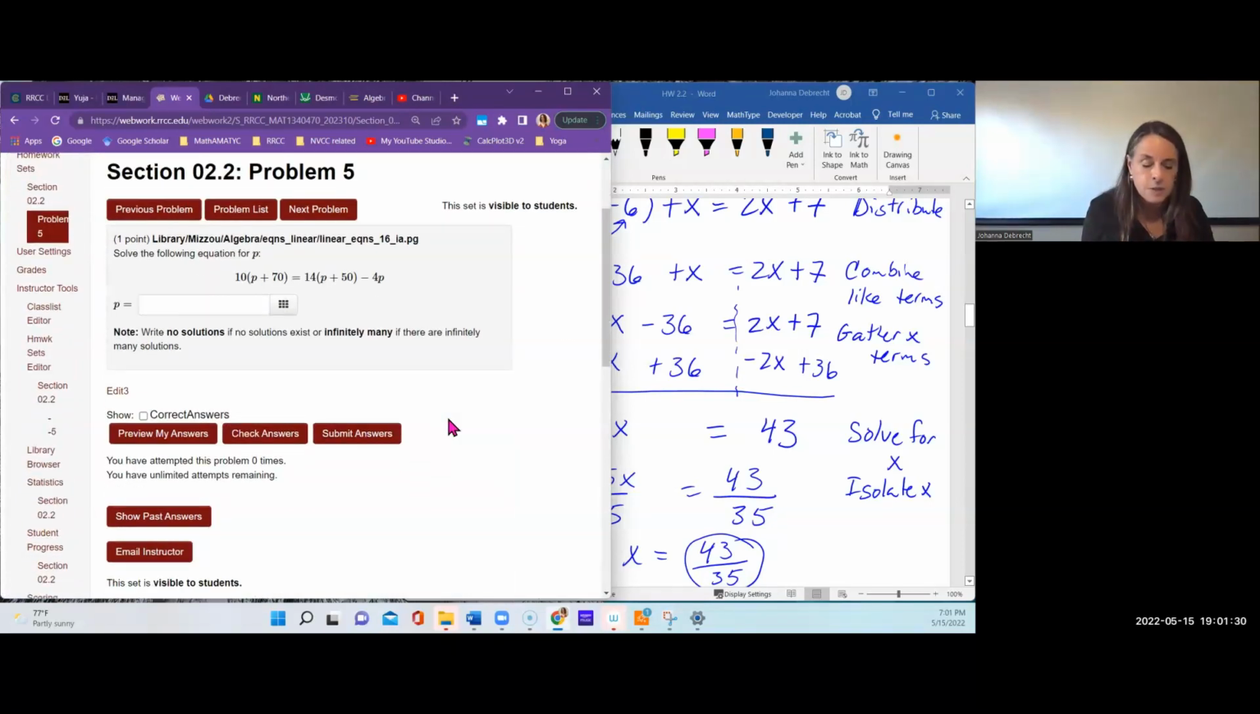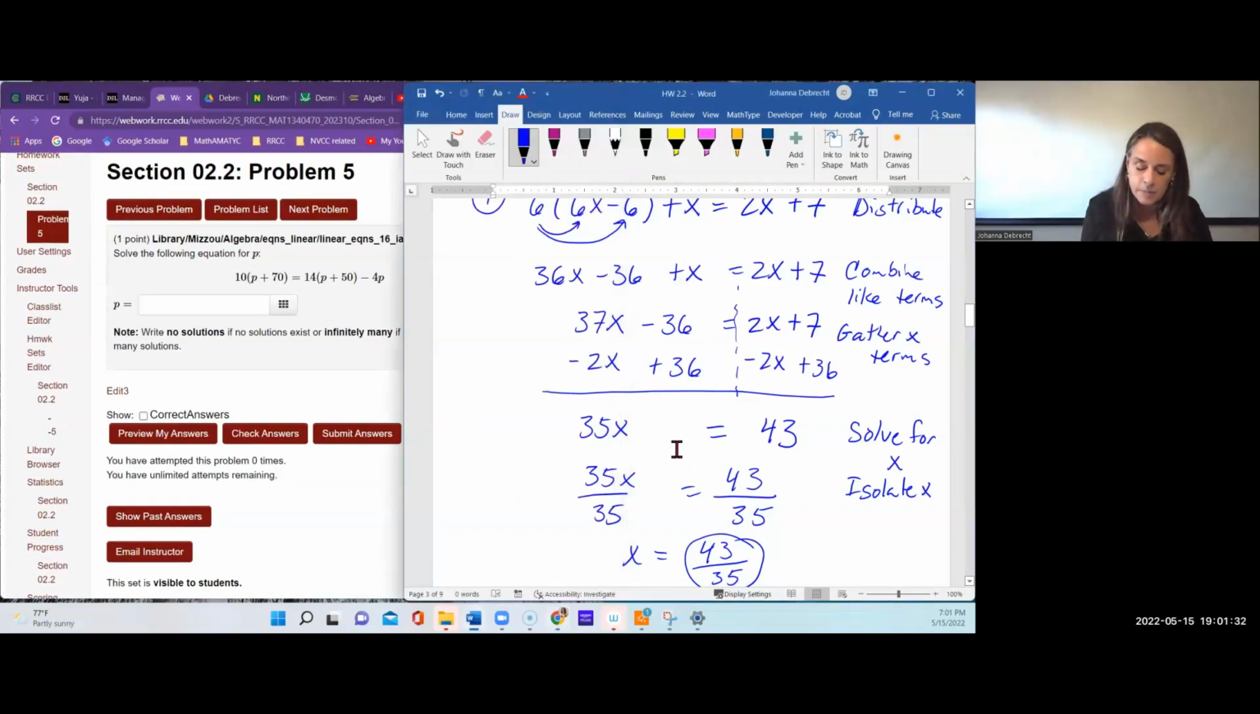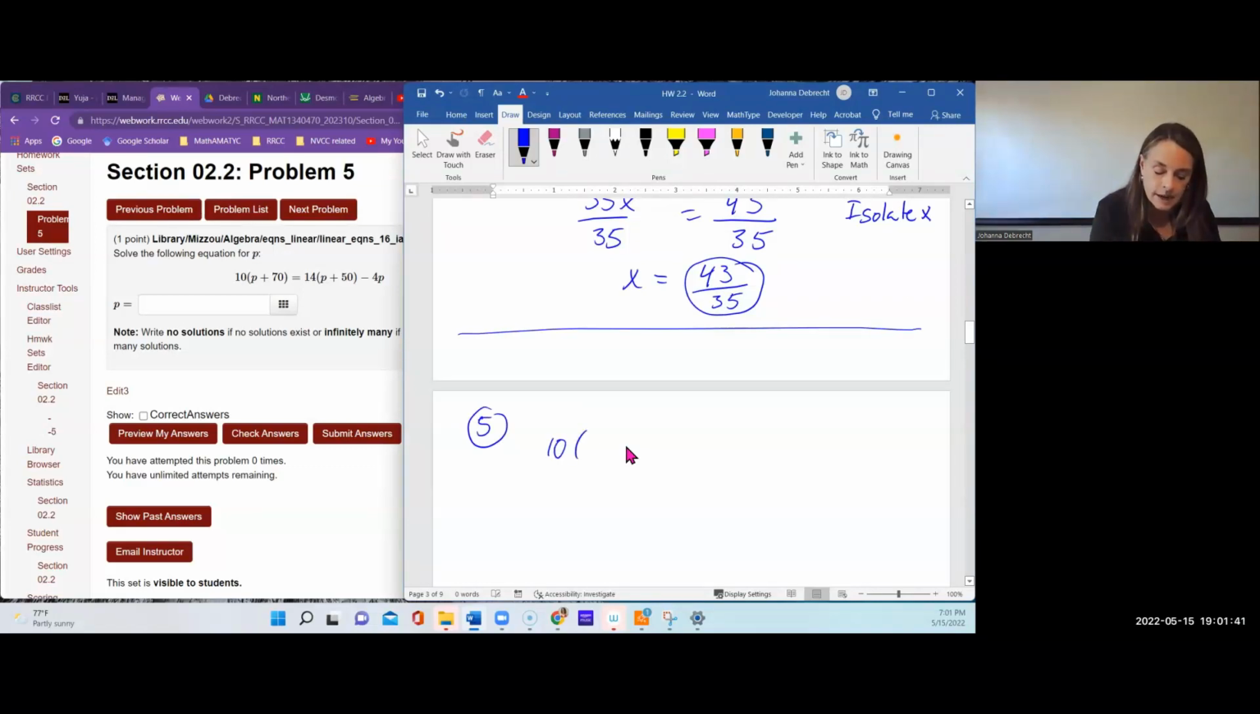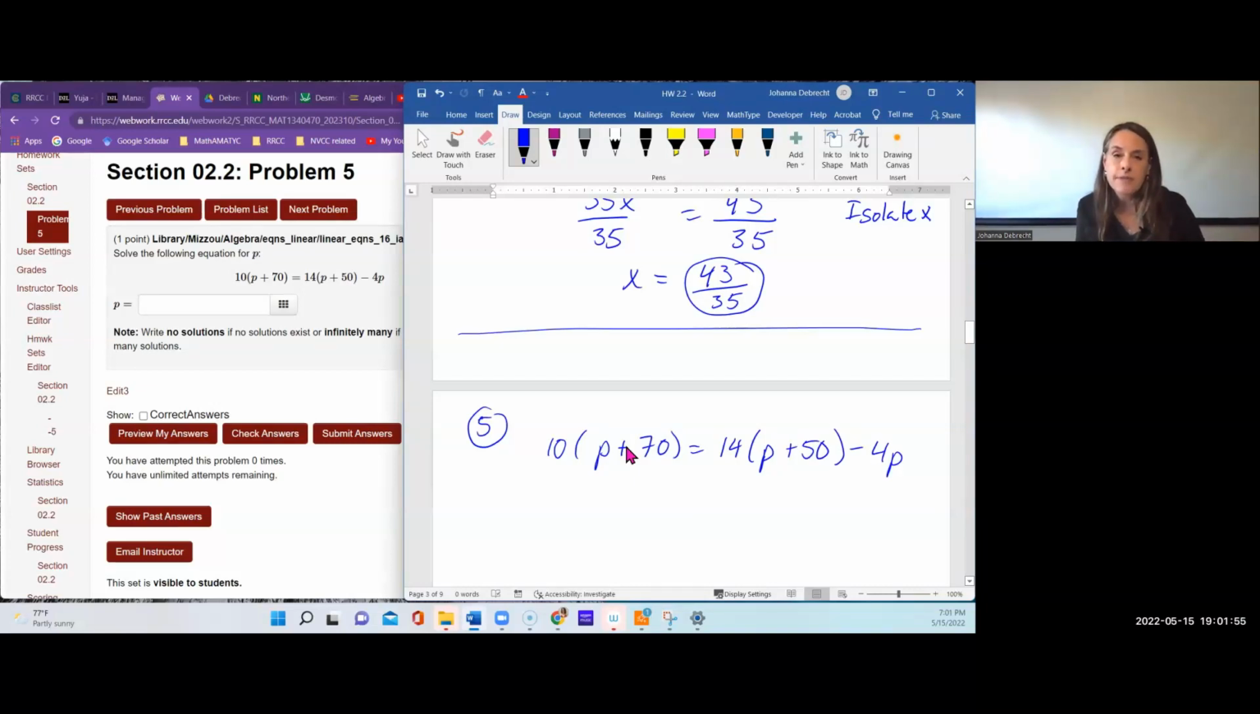Let's now look at this next problem, which is a slightly different type and something we haven't talked about yet. When we're looking at the next problem, which is number 5, we have the quantity 10 times, in parentheses, p plus 70 equal to 14 times the quantity p plus 50 minus 4p. Now, in order to simplify this, we need to distribute, and that will get rid of the parentheses. So our first step is going to be to distribute.